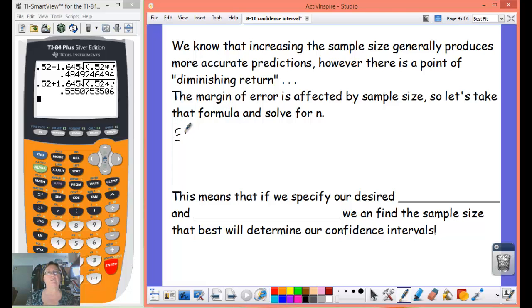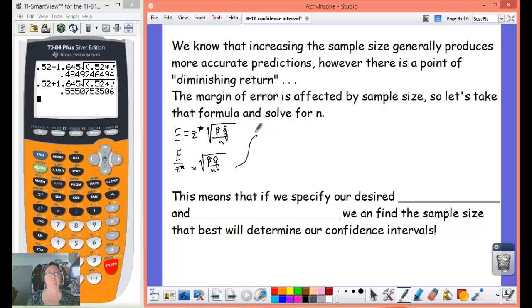We're going to take that formula, E equals z star times the square root of p hat q hat over n. And what I'd like us to do is solve that formula for n. If our job is to isolate the variable n, we need to start taking away the stuff that's around it, beginning with the division by z star. So I'm going to divide both sides. E divided by z star is equal to, and then we're in the square root, p hat q hat over n. The next step would be to square both sides.